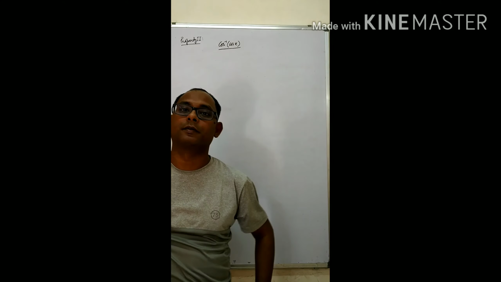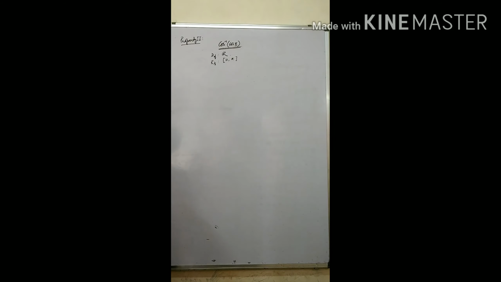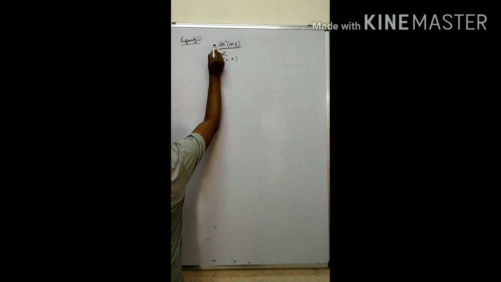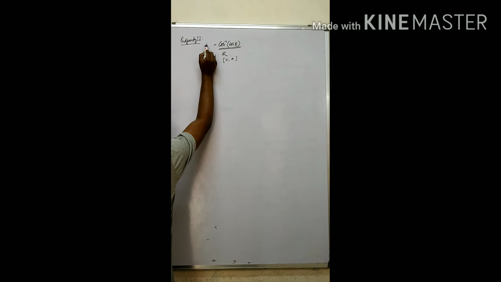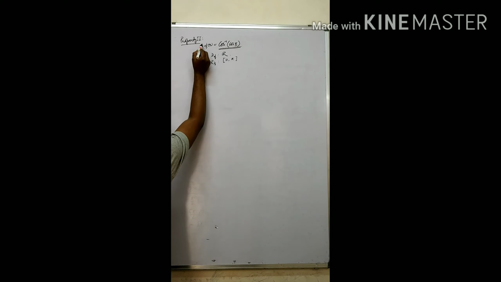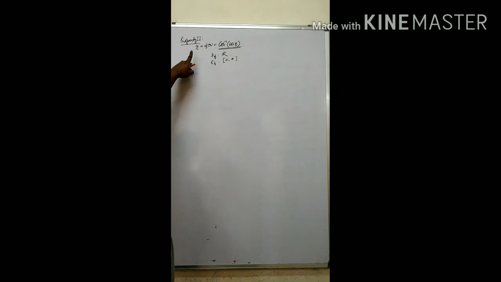So the domain of this function: x can have all real numbers. So the domain is all real numbers. And the range of the cos inverse function we know is from 0 to pi. So for our convenience, let us consider this function to be f(x), equal to y. We'll try to draw the graph of y equal to f(x). That will be our aim.